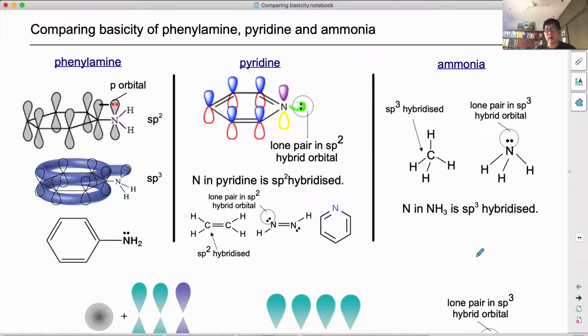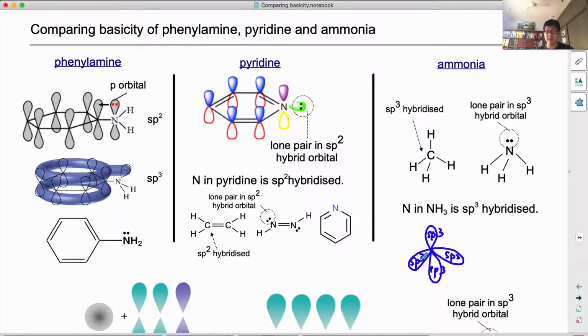In order to compare the basicity of all these nitrogen compounds, we have to look at the availability of the lone pair on the nitrogen. So let's start from ammonia. You look at methane first. Methane, I hope everybody knows, is sp3 hybridized. The carbon has 4 regions of electron density, and all of them are sp3 hybrid orbitals.